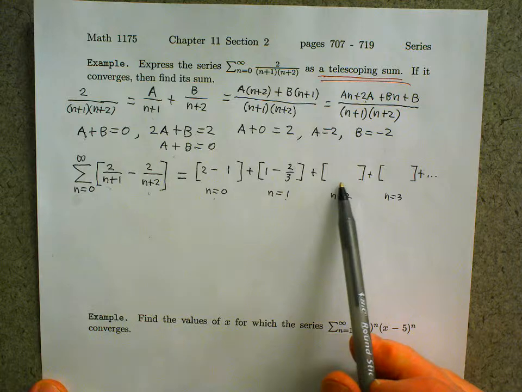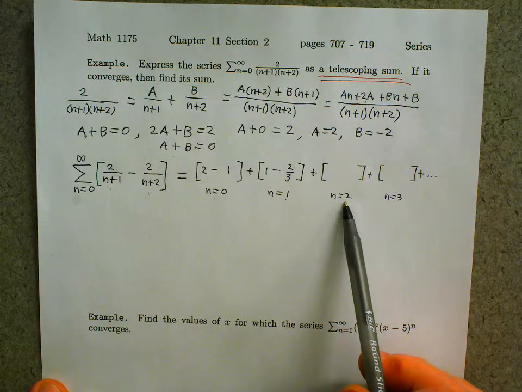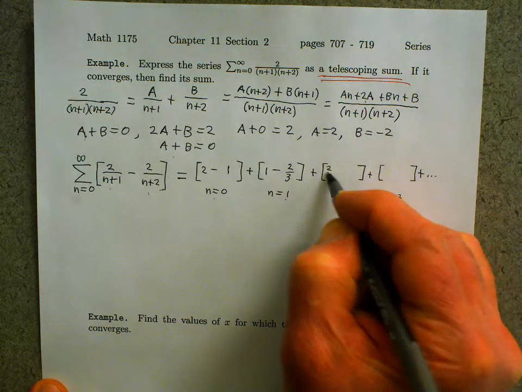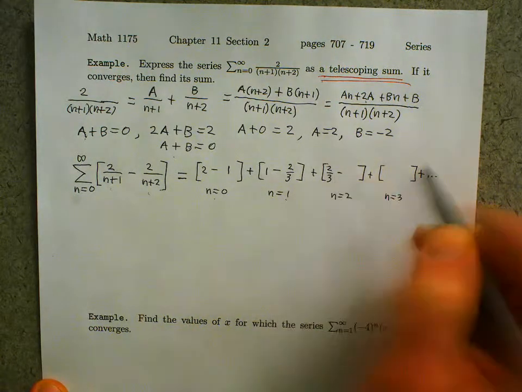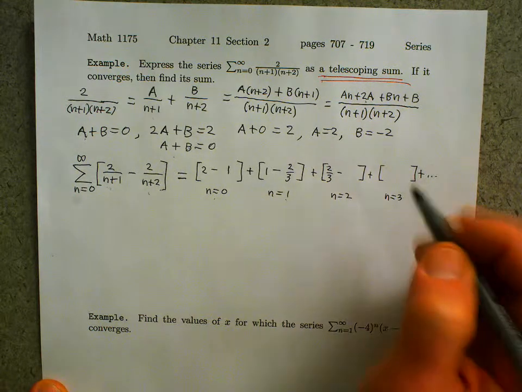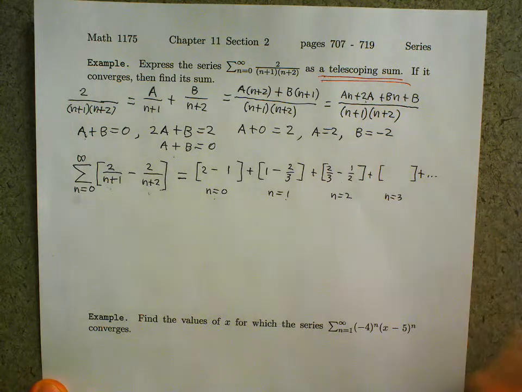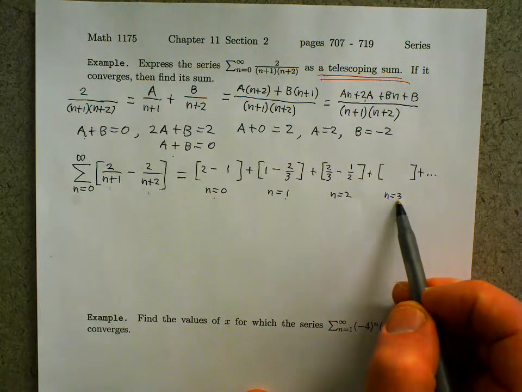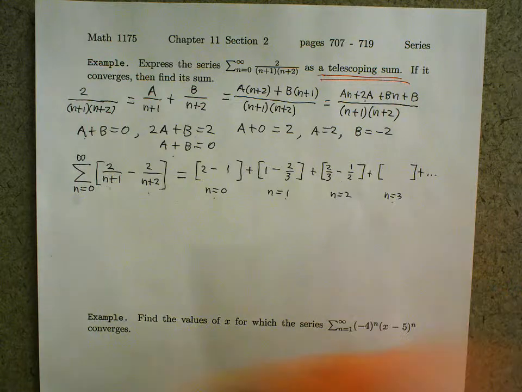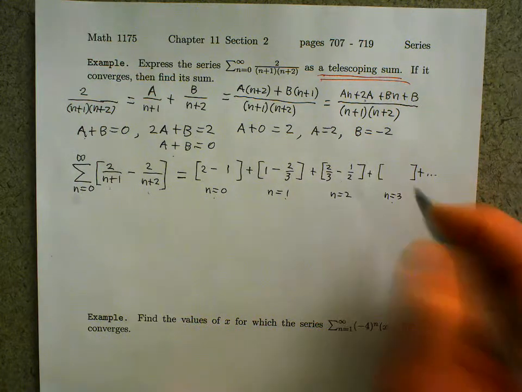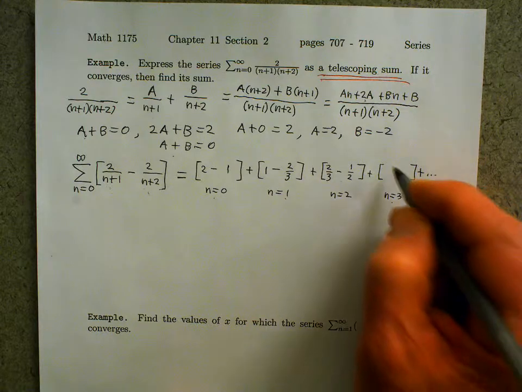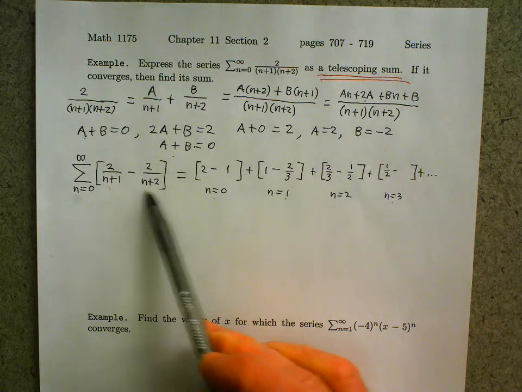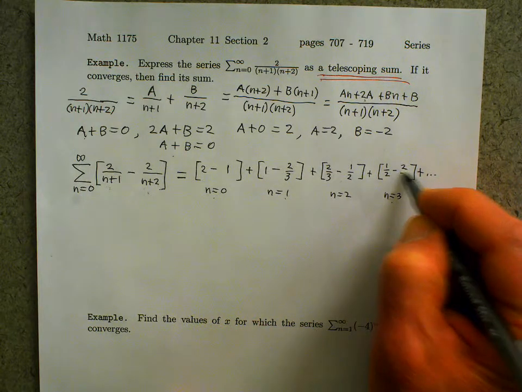The next term that is added occurs when n is 2. When n is 2, 2 over 2 plus 1 is 2/3. And then minus 2 over 2 plus 2 is 2 over 4, or 1/2. The next term added in the series occurs when n is 3. So 2 over 3 plus 1 is 2 over 4, or 1/2, and then minus 2 over 3 plus 2, or minus 2/5.